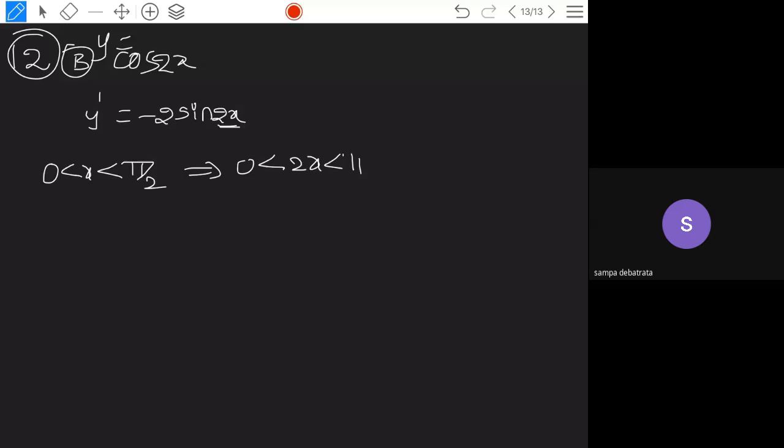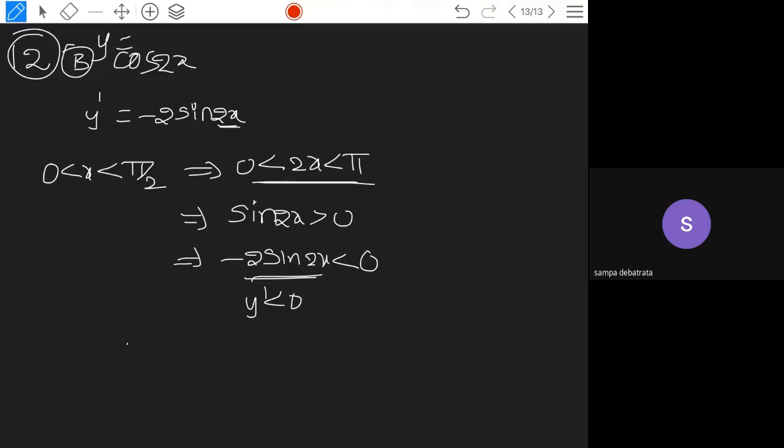So from this you can say that sin 2x is always greater than 0 in the first and second quadrant. 0 to pi is nothing but first quadrant and second quadrant, in two quadrants this is greater than 0, but when you get minus sign, minus 2 sin 2x will be less than 0. So this is what here y dash is less than 0, therefore y is decreasing in 0 to pi by 2. So that is nothing but this cos 2x is decreasing function in that interval.